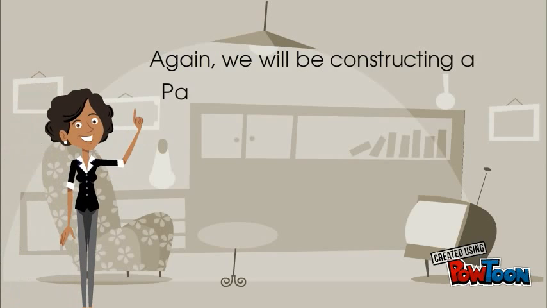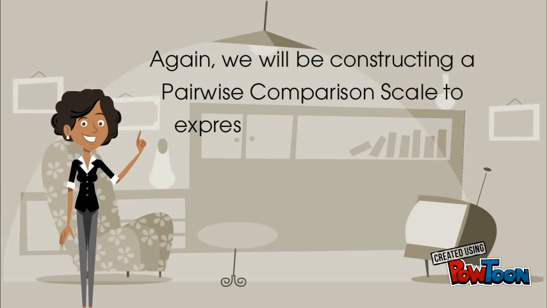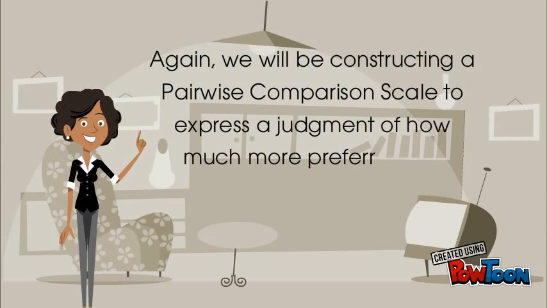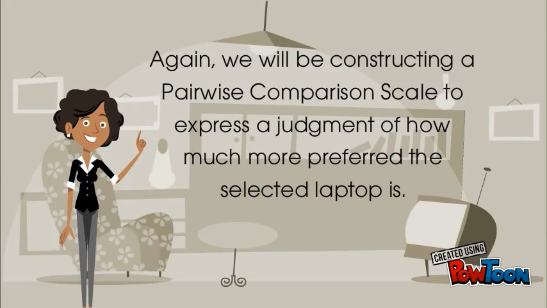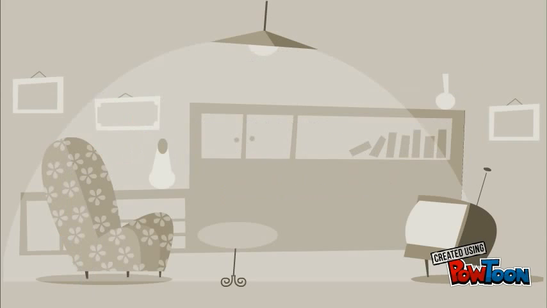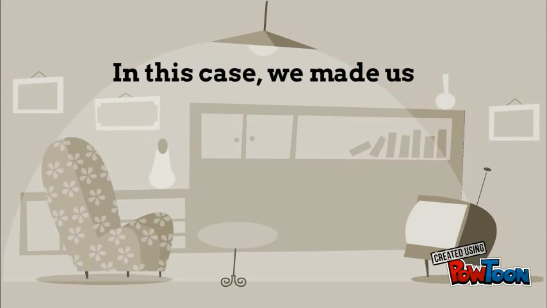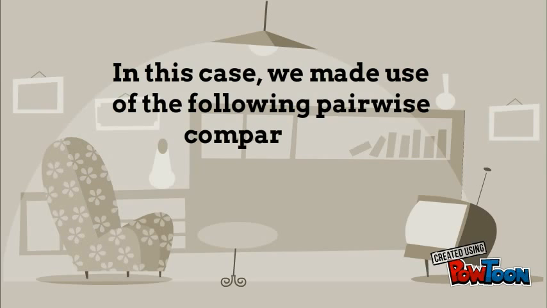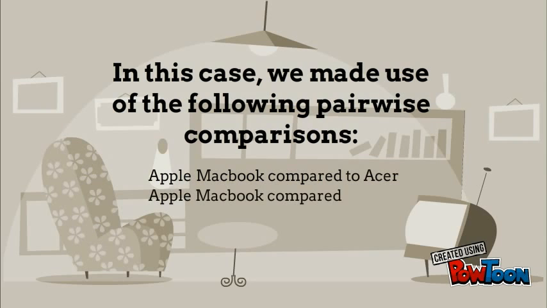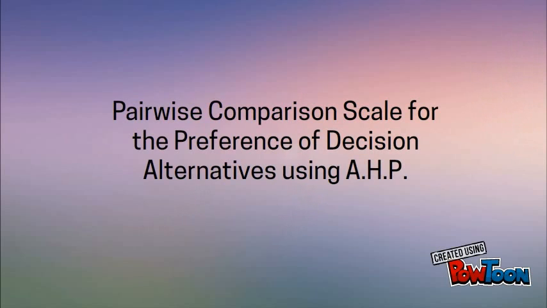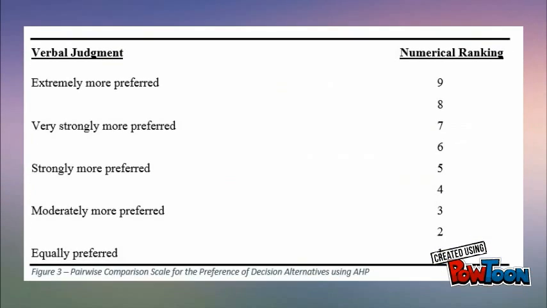Again, we will be constructing a pairwise comparison scale to express a judgment of how much more preferred the selected laptop is. In Adrian's case, we made use of the following pairwise comparisons: Apple MacBook compared to Acer, Apple MacBook compared to Asus, and Acer compared to Asus. To show the pairwise comparison scale for the preference of the decision alternatives using AHP, here it is.